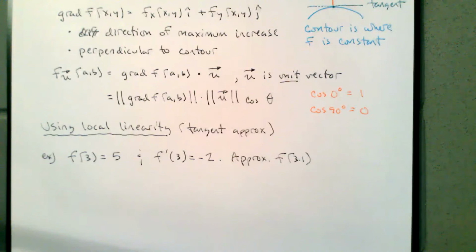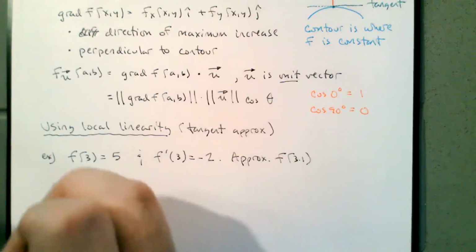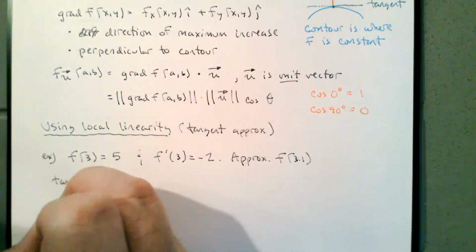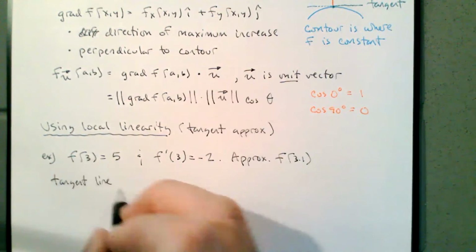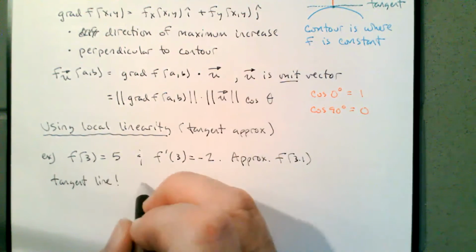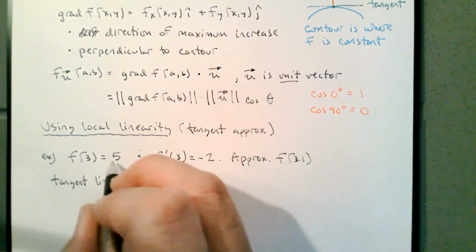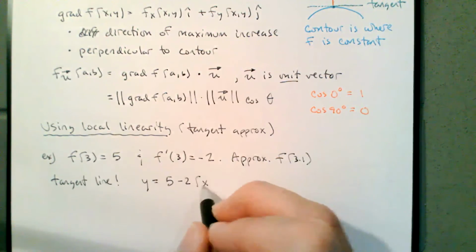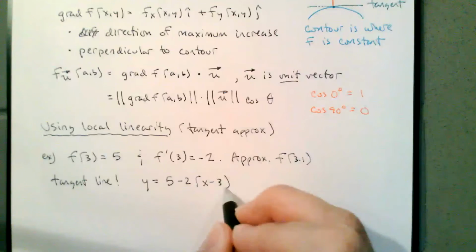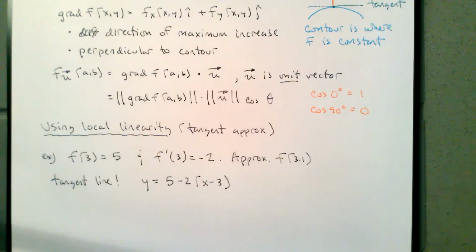And what we're going to do is use the tangent line. So we're going to bring up the tangent line. Y is equal to 5, and we'll subtract 2 whenever x moves off of 3, when we're x units away from 3. So if we evaluate the tangent line when x is 3.1, that'll give us an approximation.